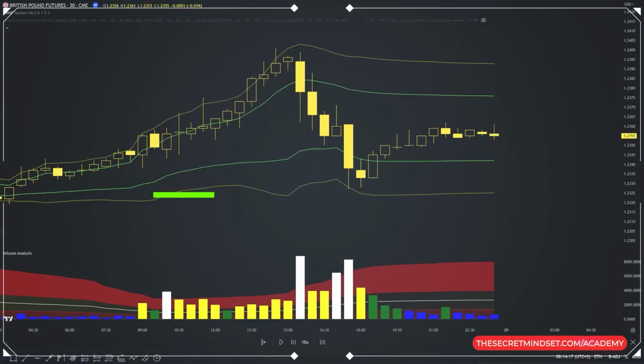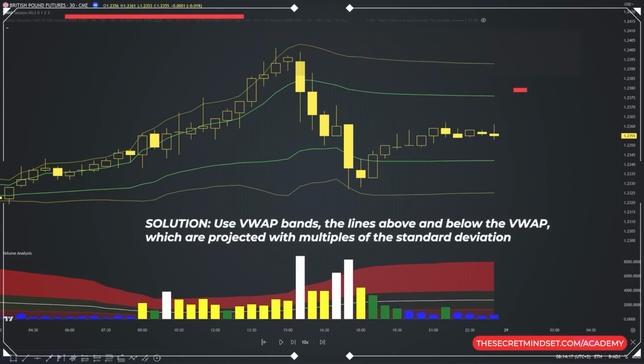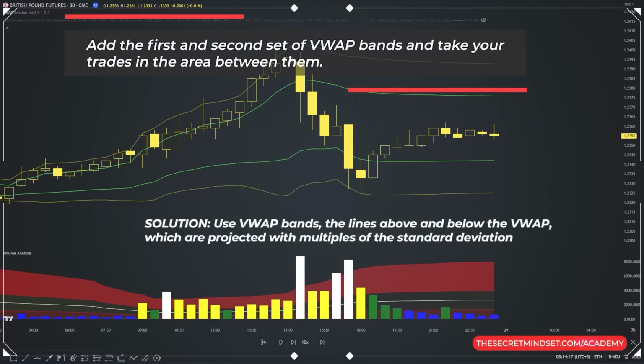And that's why lately I've started taking trades at the VWAP bands. VWAP bands are lines above and below the VWAP line, projected with multiples of the standard deviation.